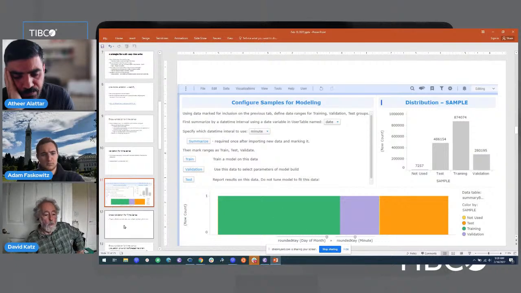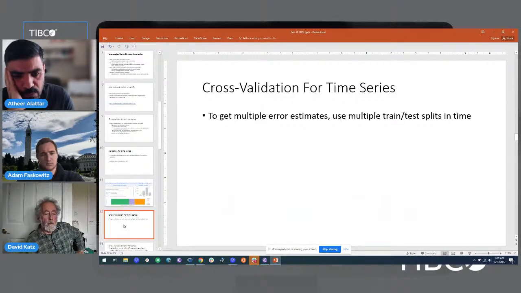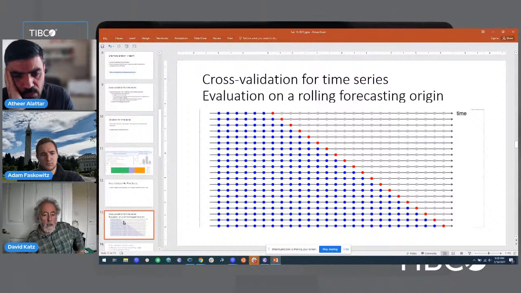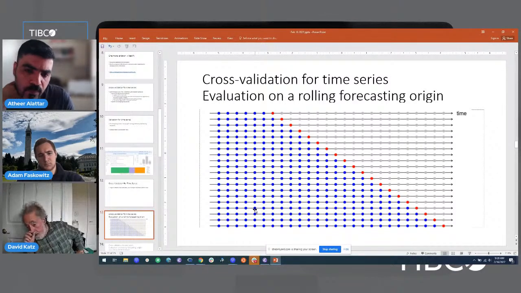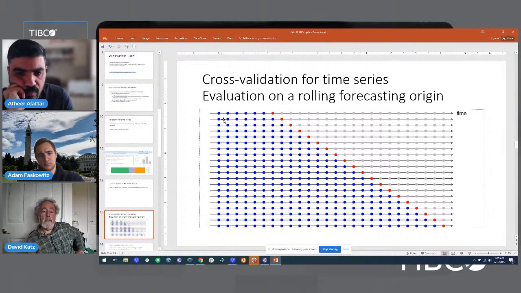Right? So one trick is to get multiple error estimates by doing a series of time series models. Here the blue is for training, and the one step ahead outcome is in red. The first row is one model, and you can see how well it predicts. The second row is a separate model, and you can see how well it predicts on this different time period, and so forth.